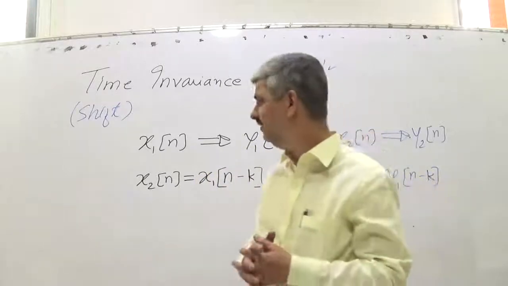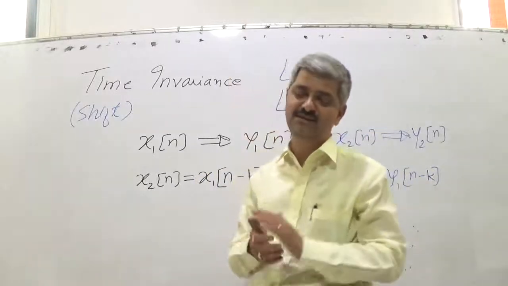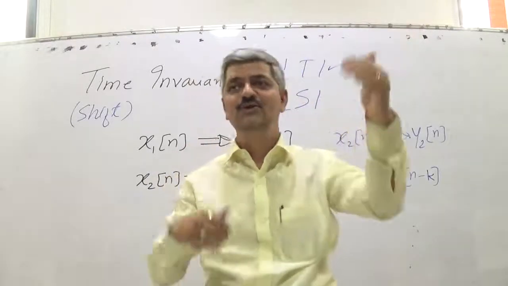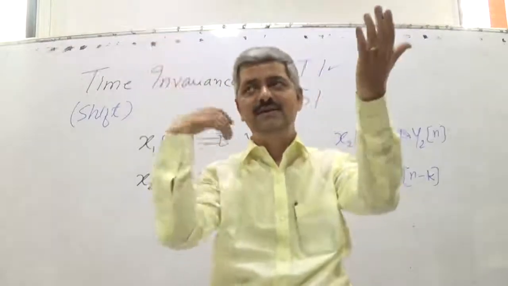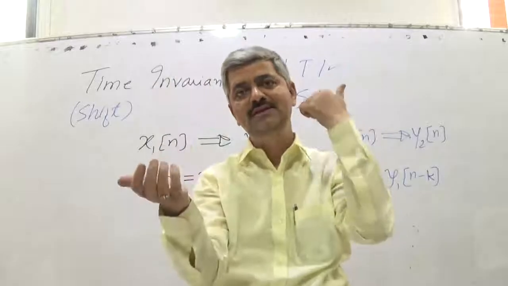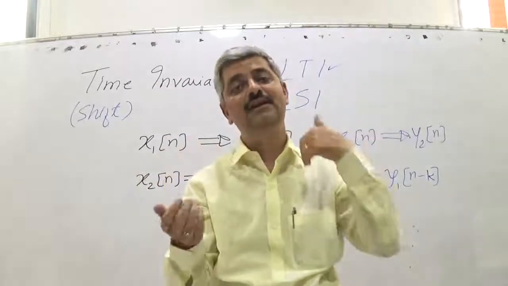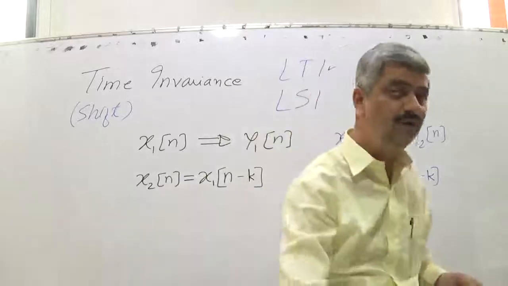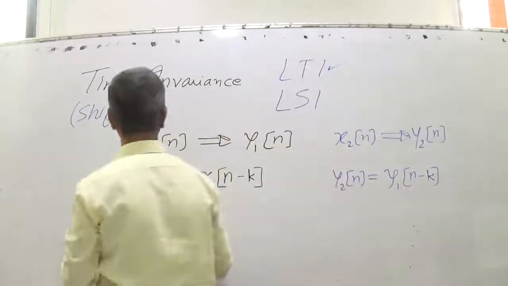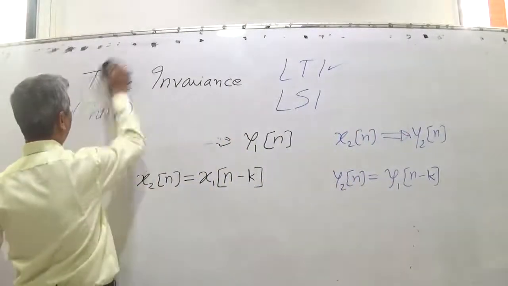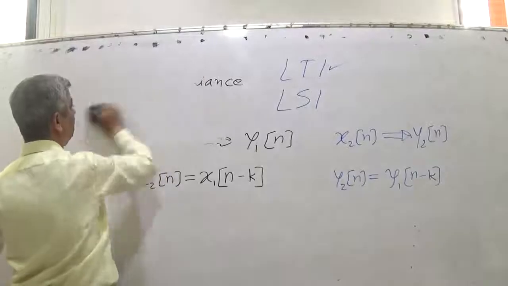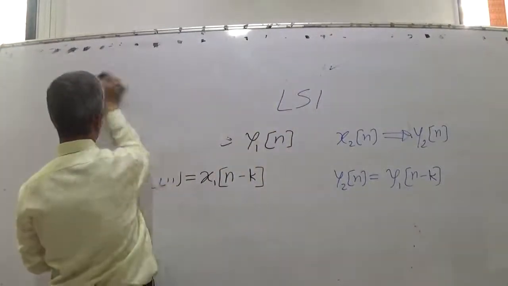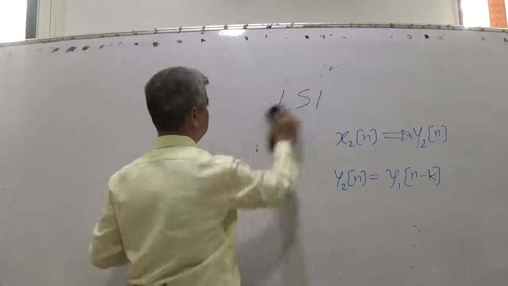Now, there can be different examples. Linearity is one property, time invariance is a different property. So, linear time invariant, linear time variant, non-linear time invariant, non-linear time variant. So, there are 4 combinations. Now what we can do is we will take one example of a system which is not time invariant, or which is a time variant system.